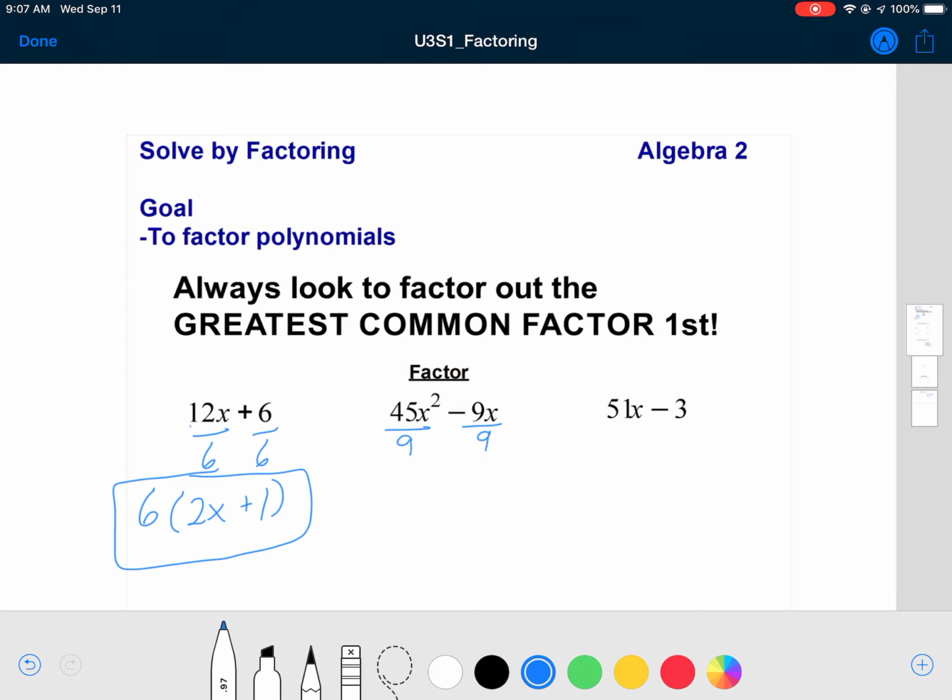The second one I've got here, 49 and 9 are both divisible by 9. But x squared and x are also both a common factor. So I'll divide out that x, x squared divided by x, and get x. Divide that out and get 1. And again, my greatest common factor on the outside.